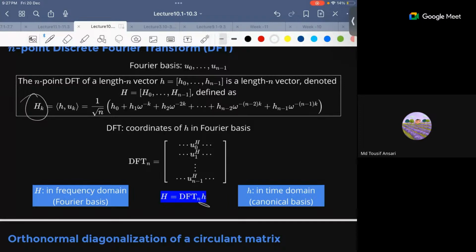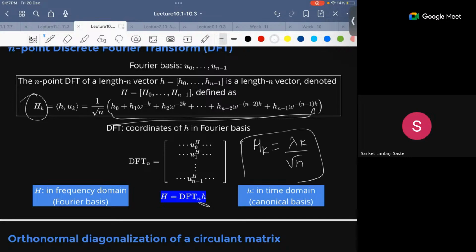Okay. So if you have been asked to calculate the coordinate of small h in the Fourier basis, how will you do that? This is the inner product. Correct. And this is the lambda value. You can calculate H_k in the form of lambda_k upon root n also. This also you can use.